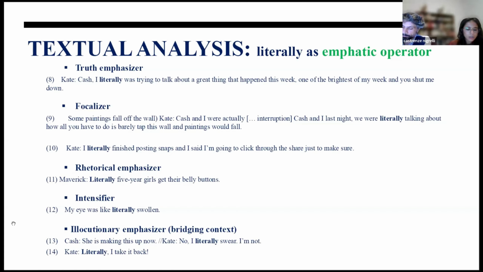Let's now take a closer look at another common function of literally. It functions as a rhetorical emphasizer when it co-occurs with metaphorical expressions and hyperbolic language, as in example 11.